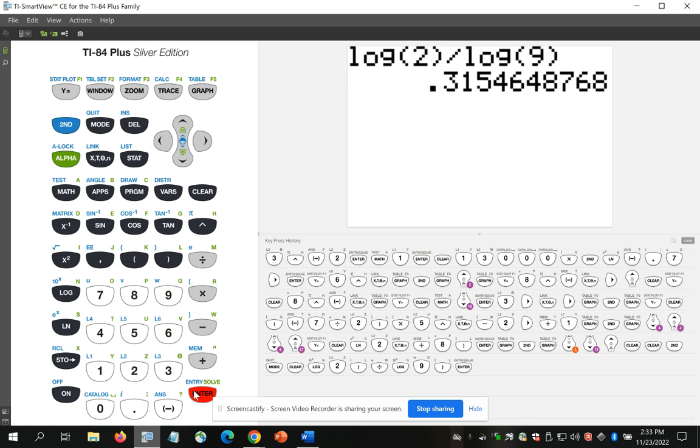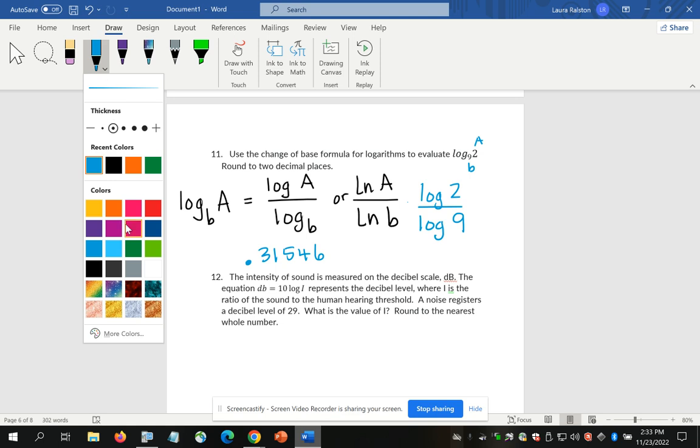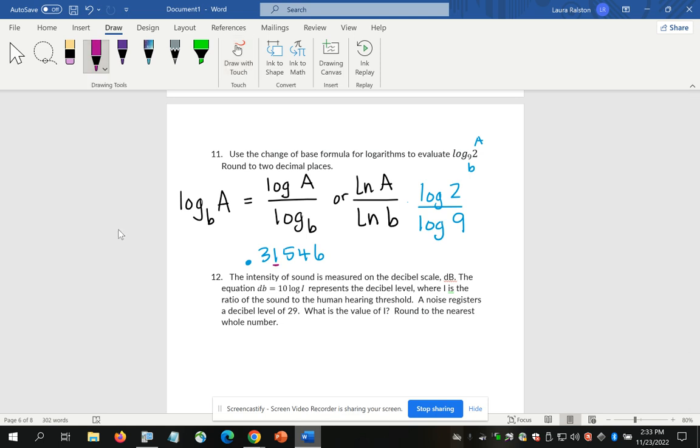If you leave the parentheses open at the beginning, you're going to get the wrong answer. Okay, and it gives you 0.31546, and it asks us to round. It asks you to round to 2 decimal places. So the 1 is in the second decimal place, but next door there's a 5, so the 5 is going to bump it. So it becomes approximately 0.32.